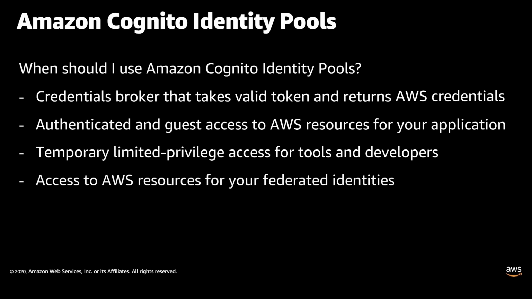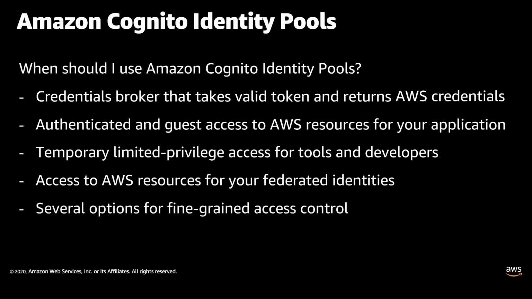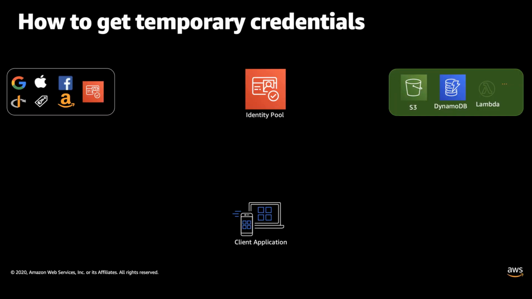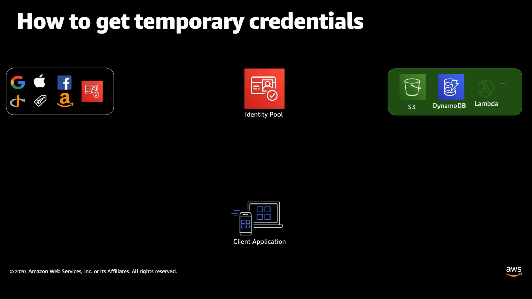The Identity Pools service supports multiple identity providers, including Amazon Cognito user pools, social providers, and standard SAML or OpenID Connect providers. And there are several options for fine-grained access control that I will talk about in this session. Let's look at the 10,000-foot view of how to get these temporary credentials.